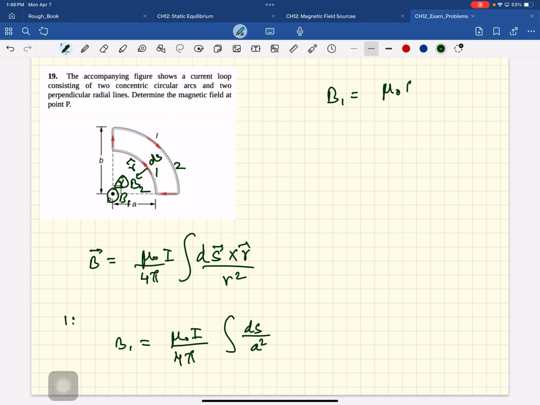All right, so mu naught I by 4 pi, and a squared is constant. It's just a matter of adding all these elements, which is a quarter of 2 pi a, divided by a squared. So this is equal to, one of the a's cancels, and we'll do 2 pi, so that's 2, and 4, 8. So it's mu naught I over 8a.